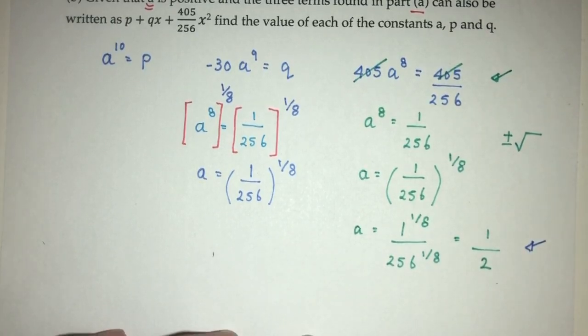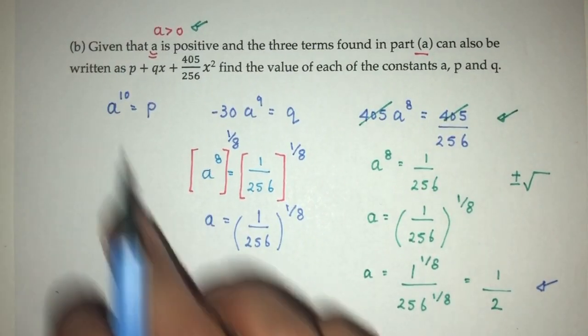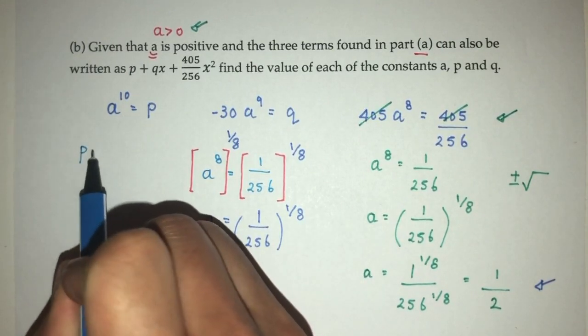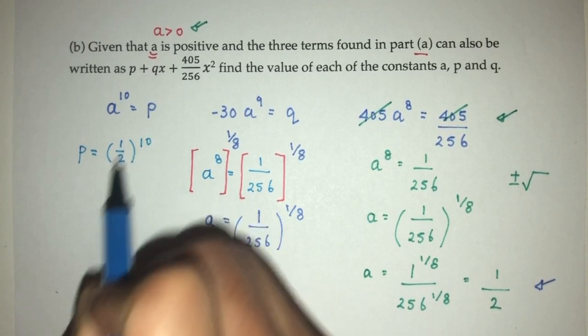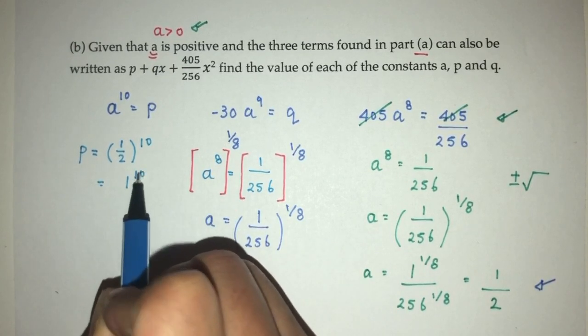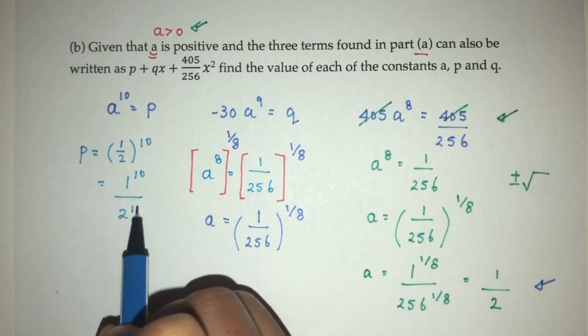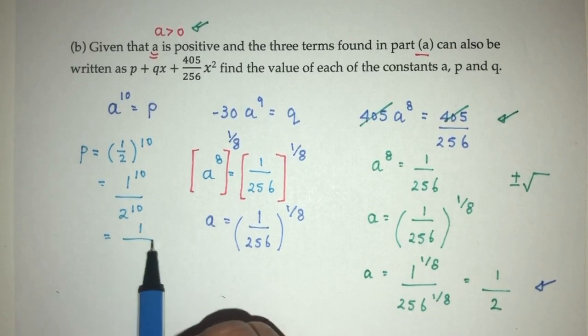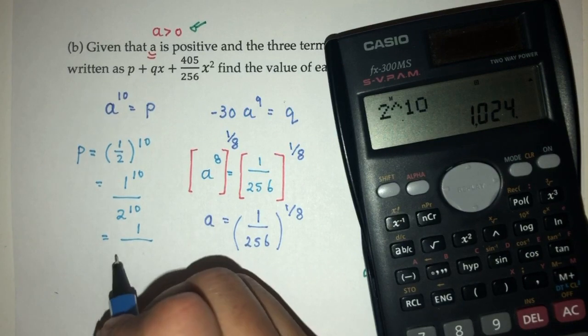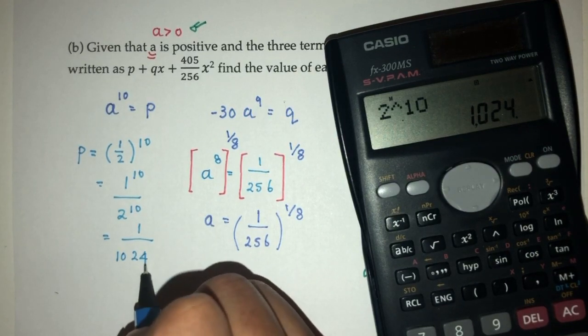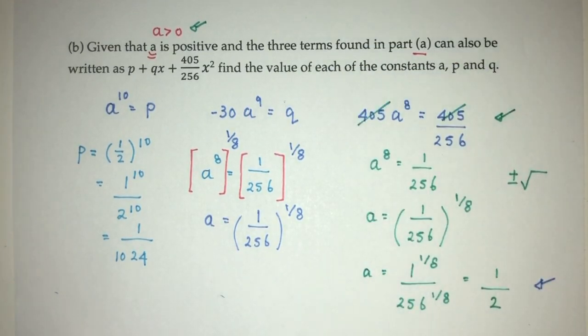Now we have to find the value of P and the value of Q. First, P will be A power 10. So A is half power 10. That will be 1 power 10 over 2 power 10, right? That will be 1 over 2 power 10, which is 1024. That is my value of P.